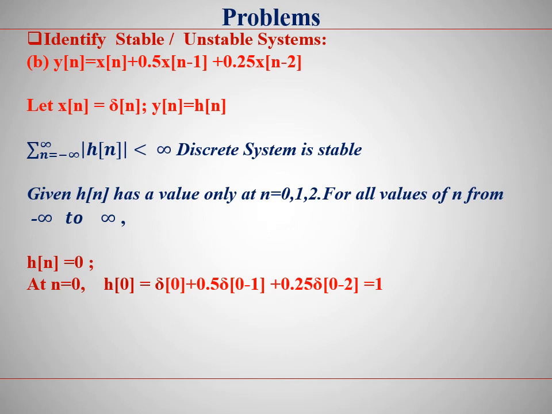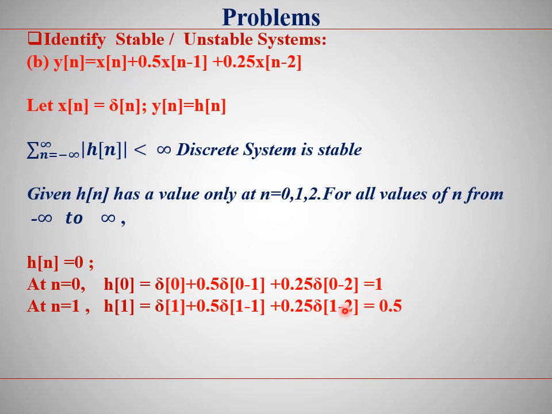Similarly, let us calculate h of 1 and h of 2. At n equal to 1, the value of h of 1 would be delta of 1 plus 0.5 delta 1 minus 1 plus 0.25 delta 1 minus 2. This results in delta of 1, which is not defined; delta 1 minus 1, this is delta of 0, this exists; and delta 1 minus 2, which is delta of minus 1, this is also not defined. Hence the answer would be 0.5 into delta 0, which is 0.5, so h of 1 is 0.5.